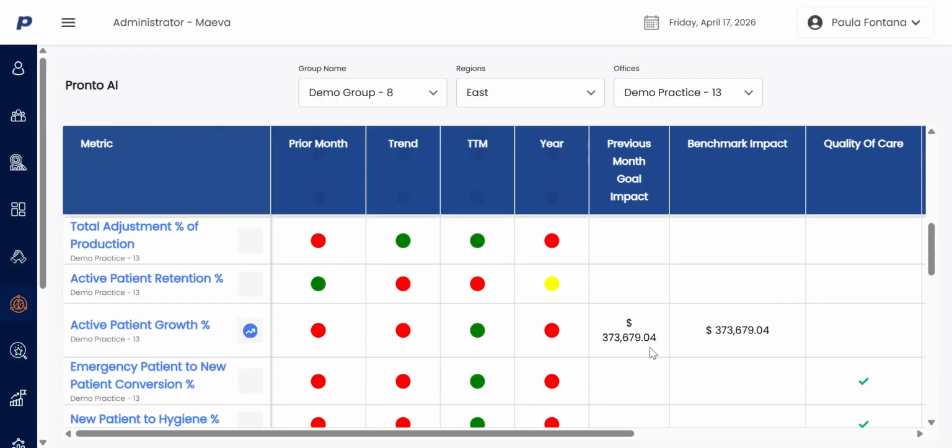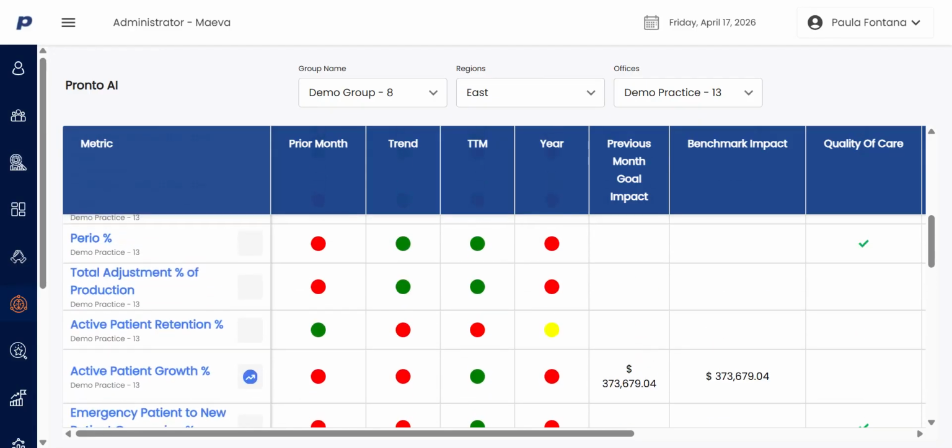And that's Pronto AI. As I said, there's 2 purposes: to distill those hundreds of metrics down to the top 30 to 50, and the second one, to be able to identify the areas of opportunity where within that quarter you have the greatest opportunity to make adjustments.